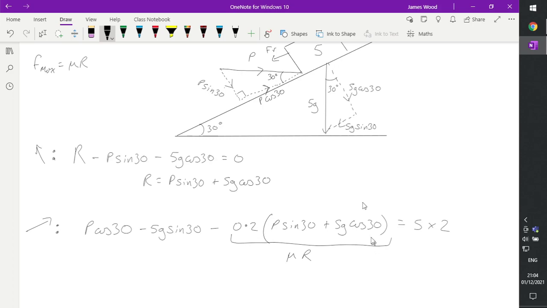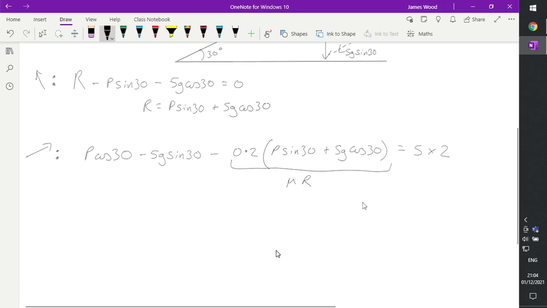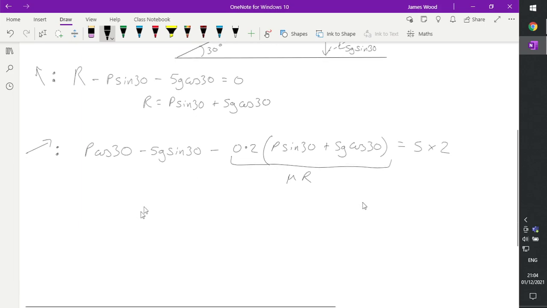And now we've got an equation which has got only one unknown in it, which is P. So we can then solve this equation to find P. Not a particularly nice equation to solve, but we can solve it to get P. Let's just go through and do that now then. I'll walk you through the steps just in case you can't get there yourself.